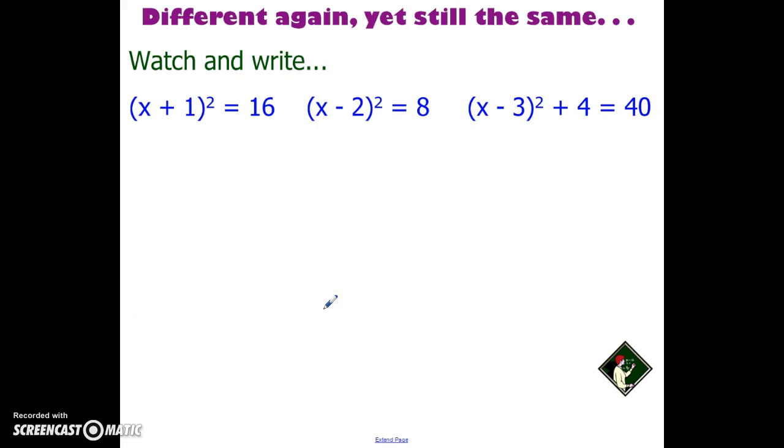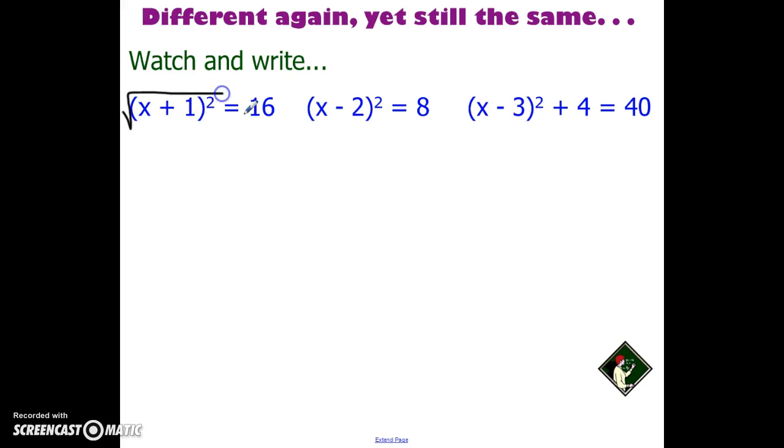These look a little bit different also. In this case, this is showing me what the factors already are. This would be x plus 1 times x plus 1, x minus 2 times x minus 2, x minus 3 times x minus 3. What's easy about this is this whole thing is squared, so it's isolated already. I only have one term being squared here, just like if I say x squared, that's only one term being squared.